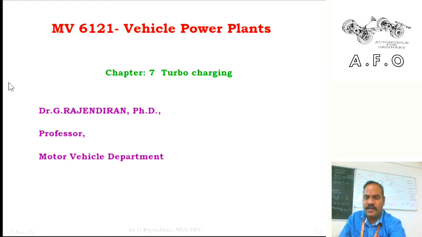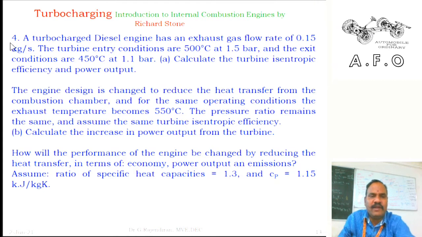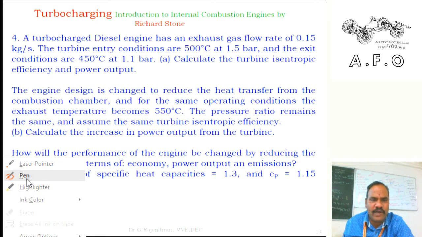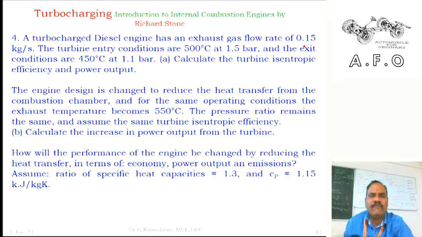The turbocharging problem. They are given a turbocharged diesel engine with an exhaust gas flow rate of 0.15 kg per second. The turbine entry conditions are 500 degrees centigrade and 1.15 bar. The exit conditions are 450 degrees centigrade and 1.1 bar. Calculate the turbine isentropic efficiency and power output.